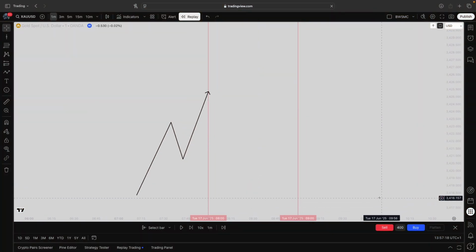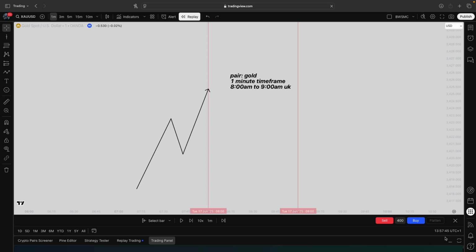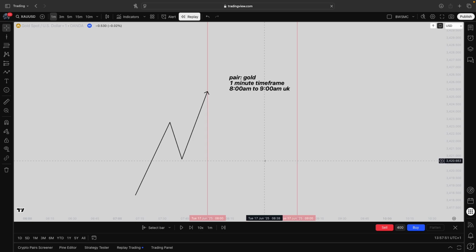So this can be traded on XAUSD, better known as gold. So the pair we'll be using is actually gold. As you can see there, we'll be using the 1 minute time frame, and we'll also be using 8 a.m. to 9 a.m. UK time. If we don't get an entry between this time range, we don't trade at all. If you go to the bottom right of your screen, you just look for UTC +1, which is London, and then you'll be able to get London time.